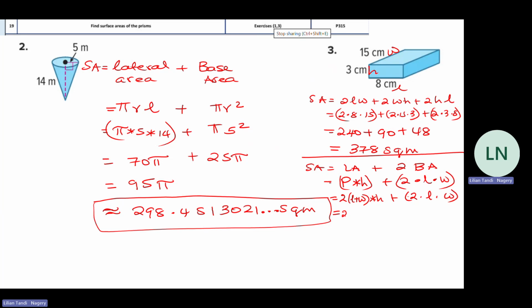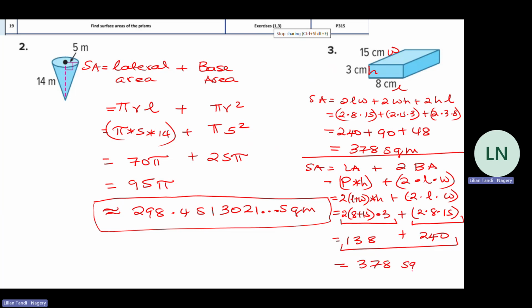This is 2 times (8 plus 15), multiplied by 3, plus 2 times 8 times 15. This should give you 138, and this should give you 240. So this should give you 378 square meters. So you have two ways of getting the same answer.